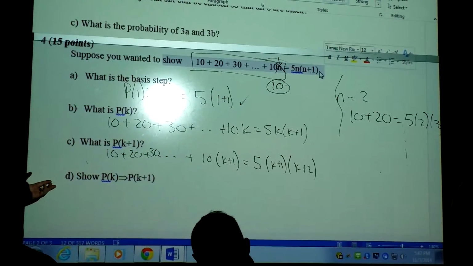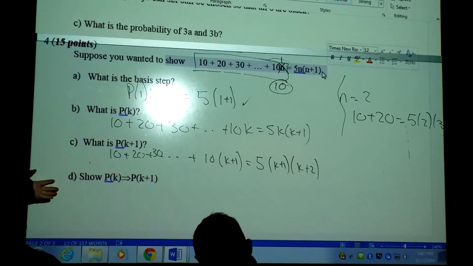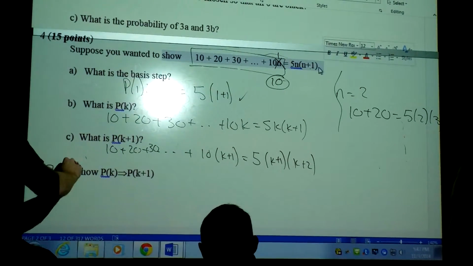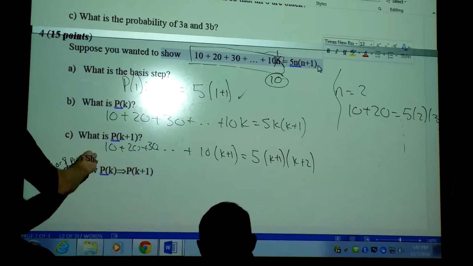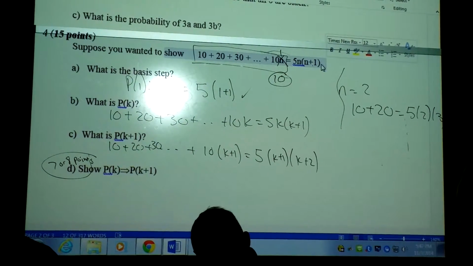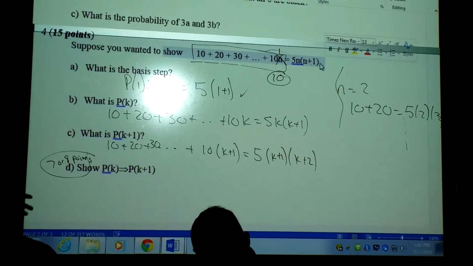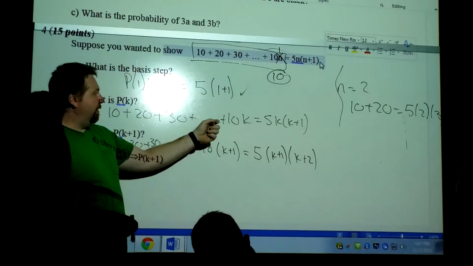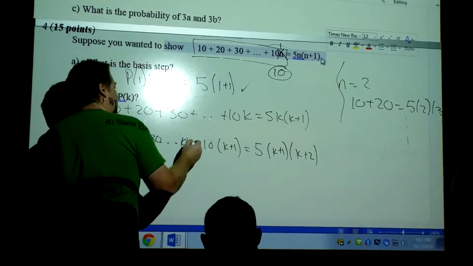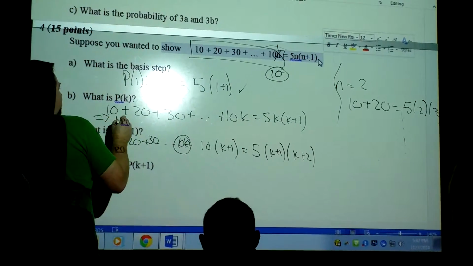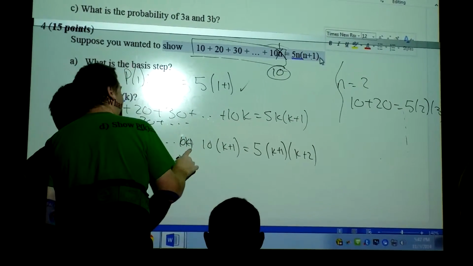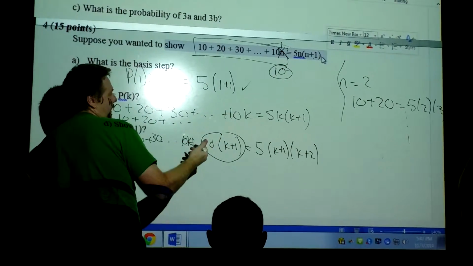Okay, and then show P of K implies P of K plus 1. Usually what I've done in the past, this is usually 7 or 8 points, because that's the hard part. But even without doing that, you get almost half credit for the problem without doing a proof. So to do that, you look at the left-hand side of this and the left-hand side of that, and the difference is 10K plus 1. You add that to both sides.